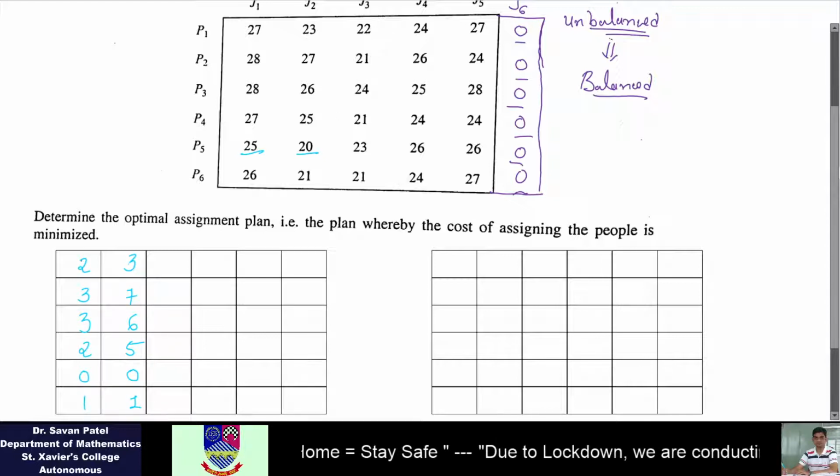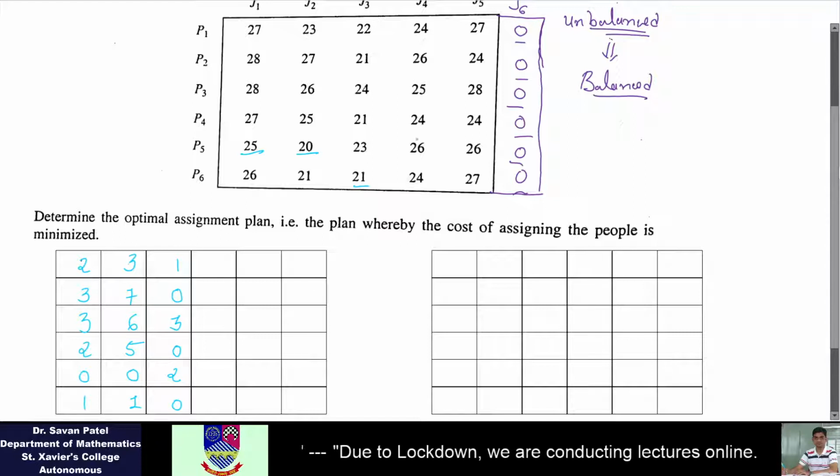Now in this column the minimum is 21. So subtracting 21 from each and every term, here 22 minus 21, so 1. 21 minus 21, so 0. 24 minus 21, so 3. 21 minus 21, so 0. 23 minus 21, so 2. 21 minus 21, so 0.